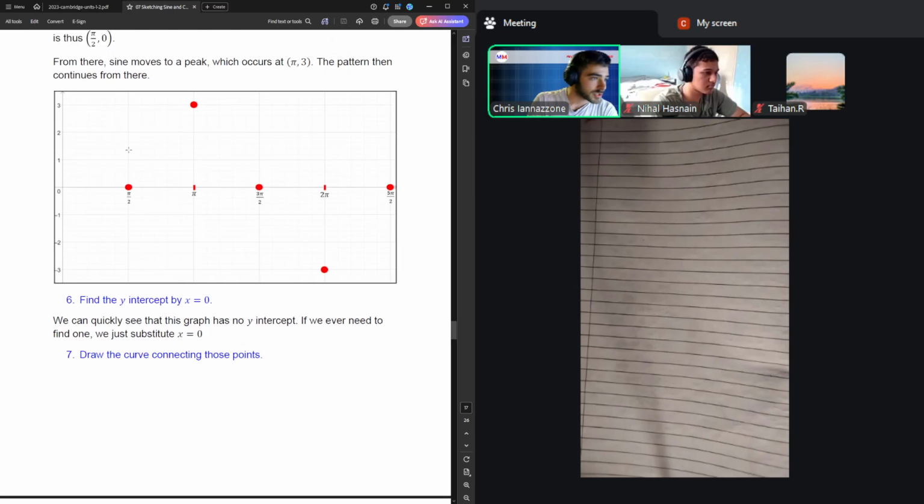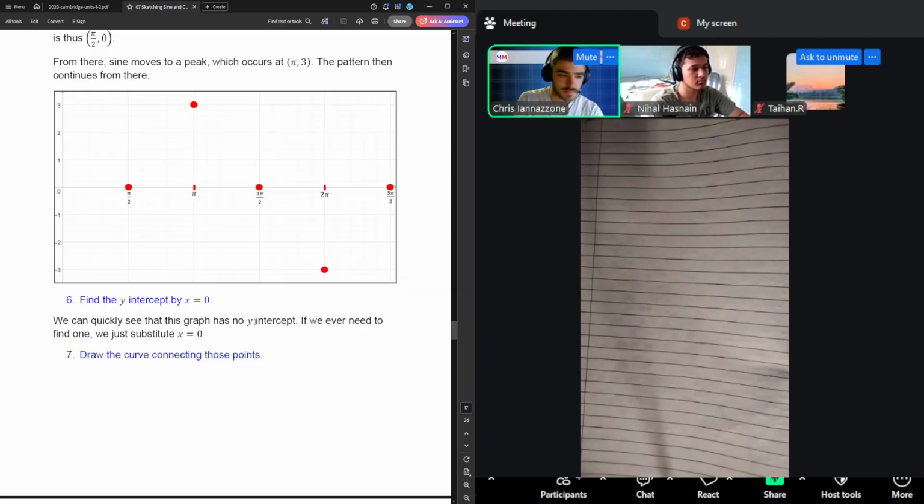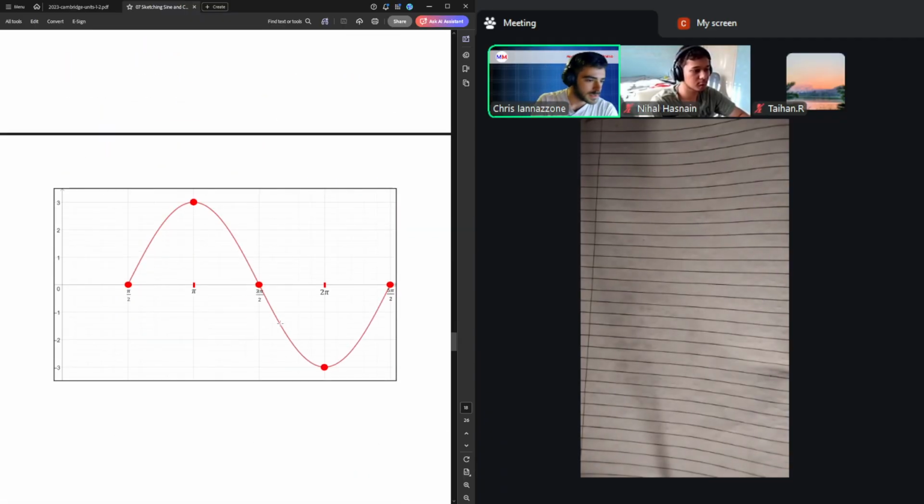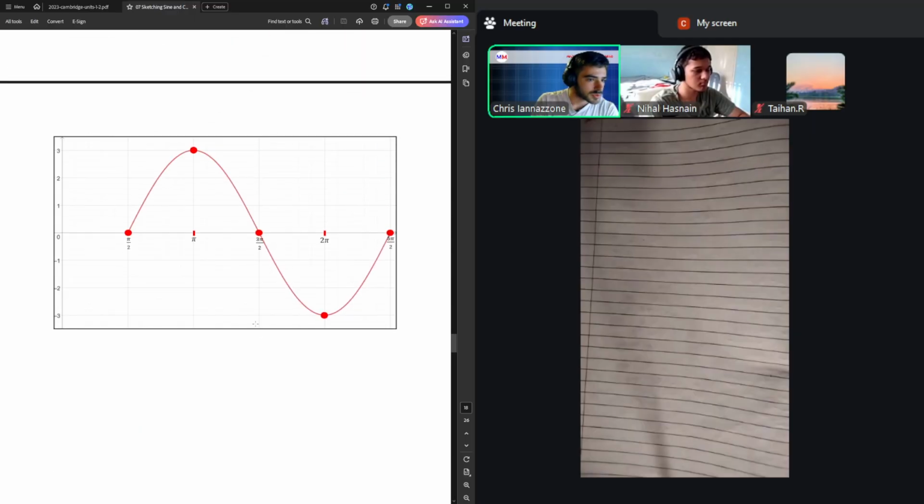You should also check your domain and see, do you even bother finding a y-intercept? Because in this case, our domain was from pi over 2 to 5 pi over 2, so we don't even have to bother. But if you did need to, you would just sub in x equals 0, like you would for any other graph. And then all we do is draw the curve connecting that.